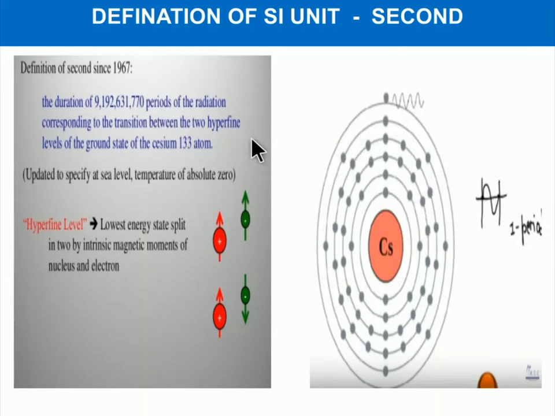So 1 second is defined as the duration of 9192631770 periods of the radiation corresponding to the transition between the two hyperfine levels of the ground state of the cesium-133 atom.